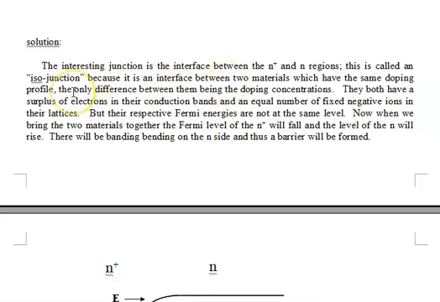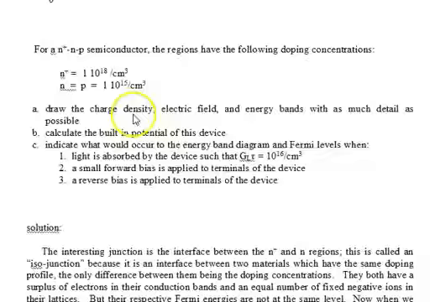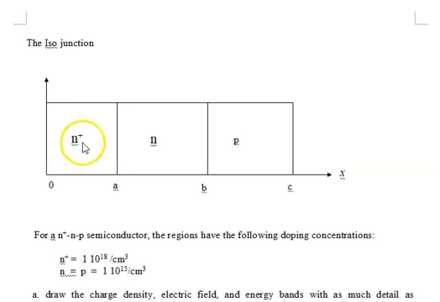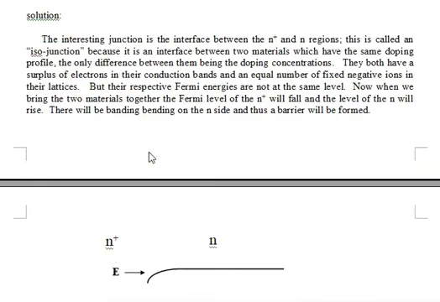And again, it's called an isojunction because it's the same type of doping, but with different magnitudes. So the idea here is that the Fermi level in the N plus is higher than the Fermi level in the N. So when I bring these two materials together, the Fermi level here must fall and/or the Fermi level here must rise so that they become congruent.